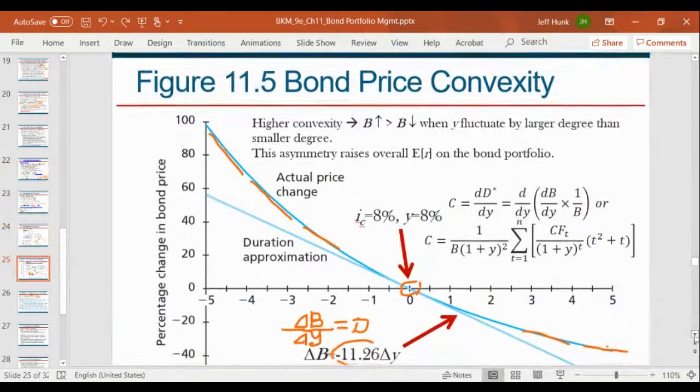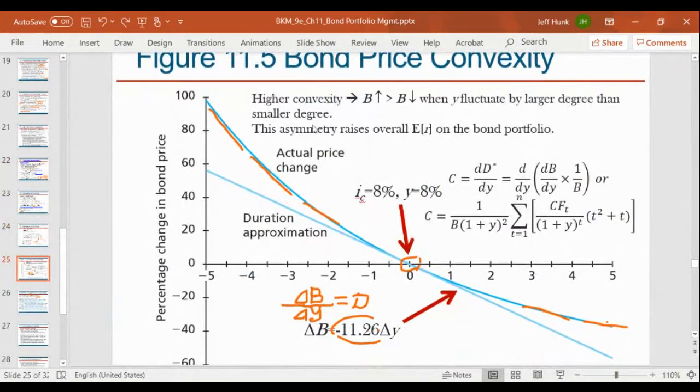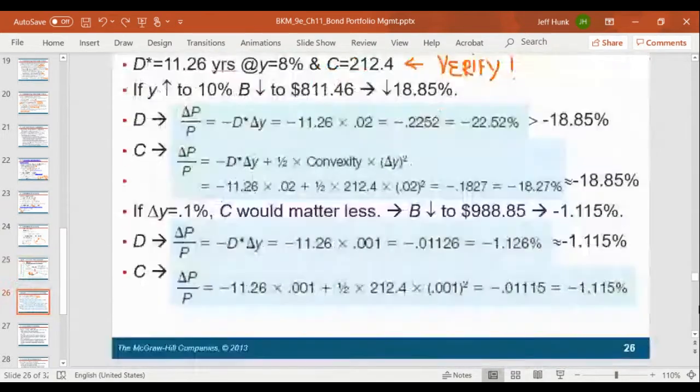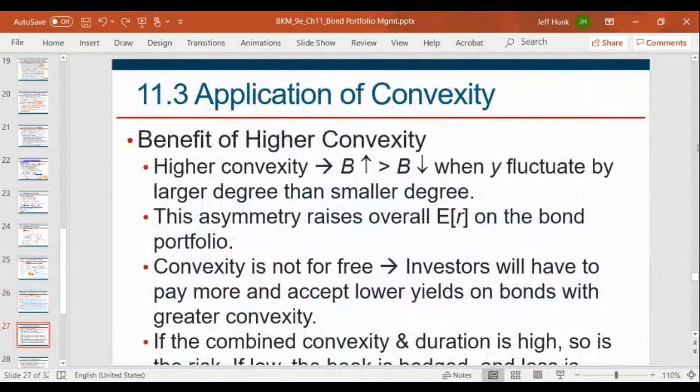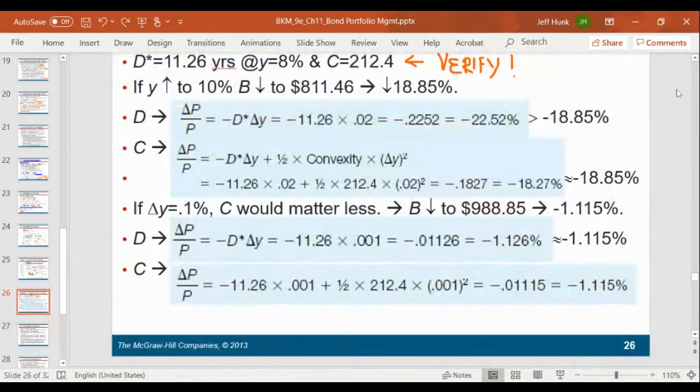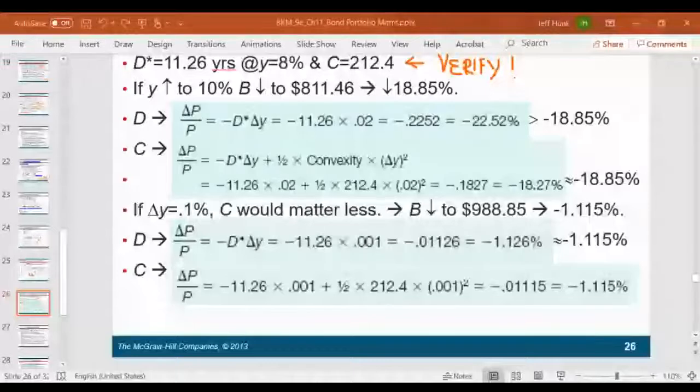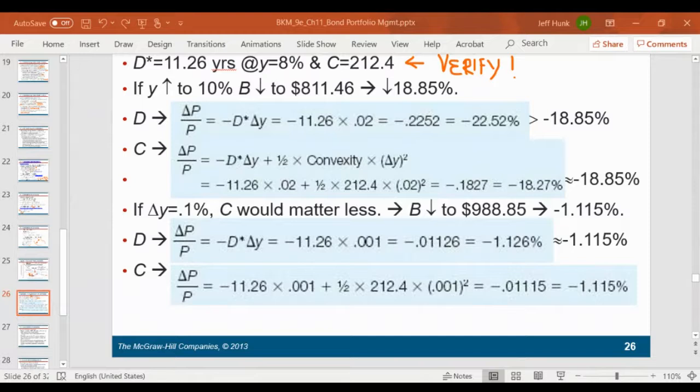Interesting thing is, I'm going to talk about this in the next video because it's all together, when it comes to the benefits of convexity. So what I want to do is the Excel. I said I wanted to verify whether that duration was like that or not. So here, let me.